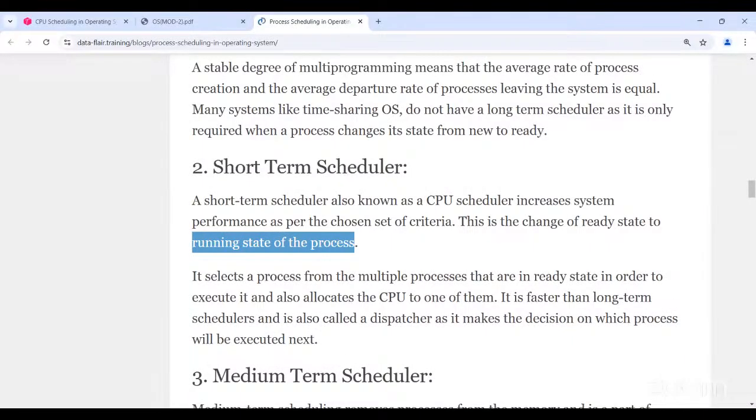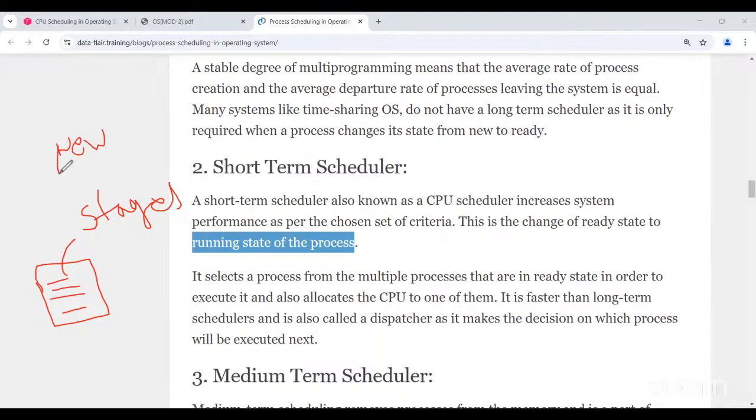We understood any process. This is a process, and this process contains some stages. What are the stages we understood? That is, new state will be there, then after that ready state will be there. Like this, we have a next one.